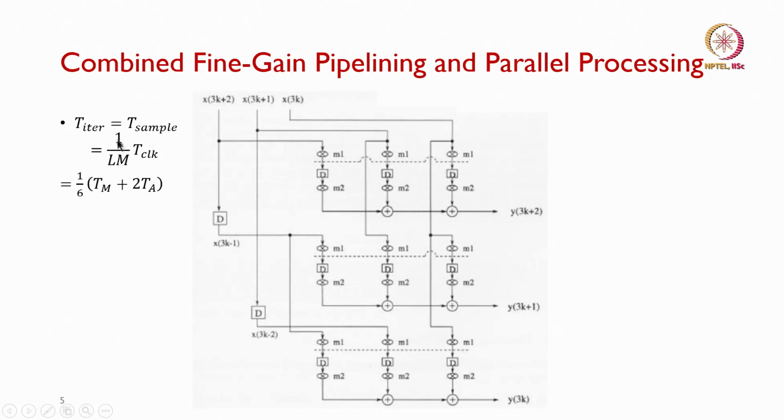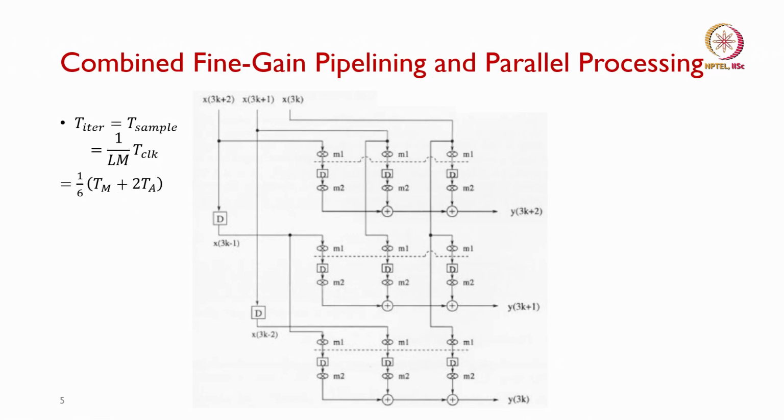Then what happens if I apply both pipelining and parallelism? It becomes 1 by LM into T clock, that is 1 by 6th of Tm plus 2a at iteration. Every iteration I will be getting 1/6 of it, as I have increased my clock speed.